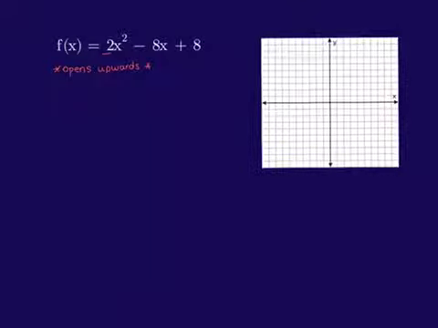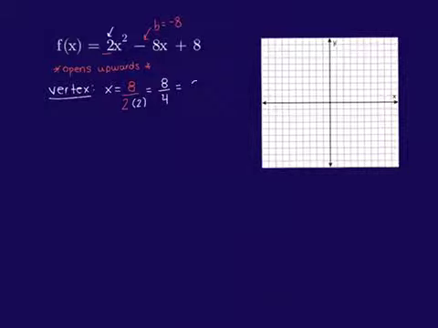The next thing we're going to do is find the vertex. So remember, we use x is equal to the opposite of b. So in this case, b is negative 8. So we will use the opposite of that. We will use 8 over 2 times a, which is 2. So this gives us 8 over 4, which we can divide to get 2. So this is the x coordinate.